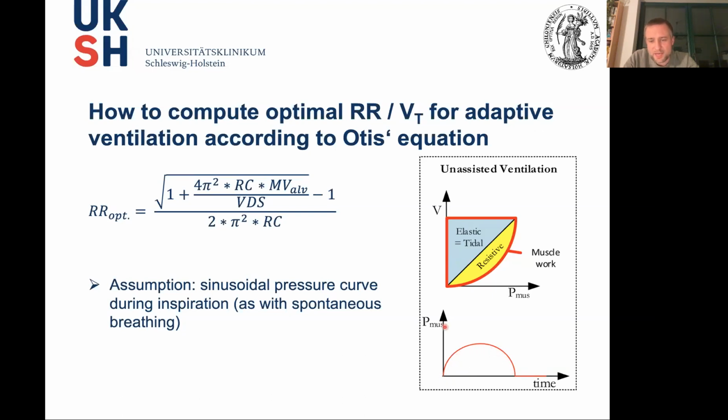So it's not rectangular as with pressure controlled ventilation, nor is the pressure going up like this as with volume controlled ventilation, but it has this very unique shape. And this is the shape that is the assumption behind Otis equation. Therefore, this equation may not be perfectly ideal for optimizing pressure controlled ventilation, because the assumption behind it is a little different regarding the shape of the pressure curve than is the case with pressure controlled ventilation.